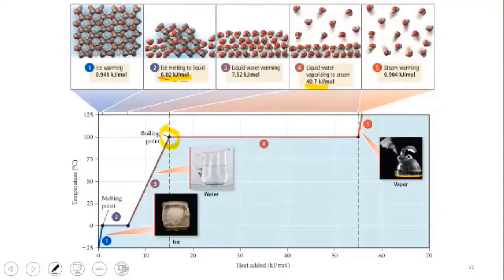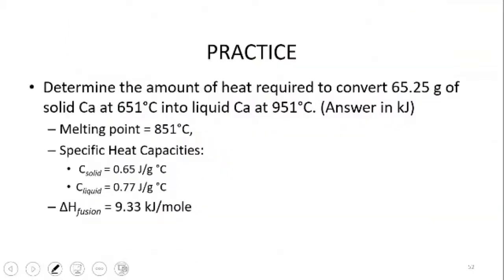So I figure we would close today's discussion by doing a little practice exercise, which unfortunately might not have made it to your PowerPoint notes. I apologize for that. We're going to take a little tour through a heating curve, but we're going to do it for calcium. So we're going to start with 65.25 grams of solid calcium at 651 degrees Celsius, and we are going to bring it up to liquid calcium at 951 degrees Celsius.